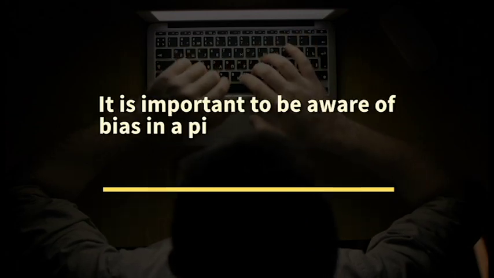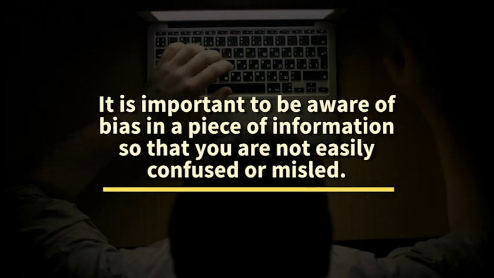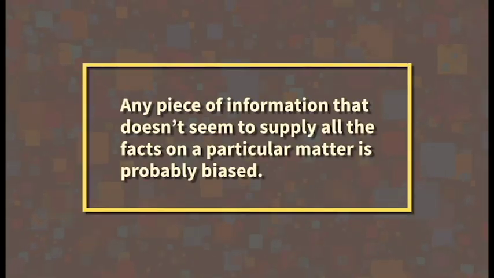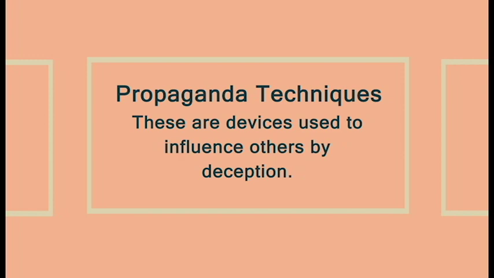It is important to be aware of bias in a piece of information so that you are not easily confused or misled. But can biases be detected, especially if you do not really know much about the source of information? Any piece of information that doesn't seem to supply all the facts on a particular matter is probably biased. Most biases are communicated through the use of propaganda techniques. These are devices used to influence others by deception. Their presence indicates bias in a piece of information.